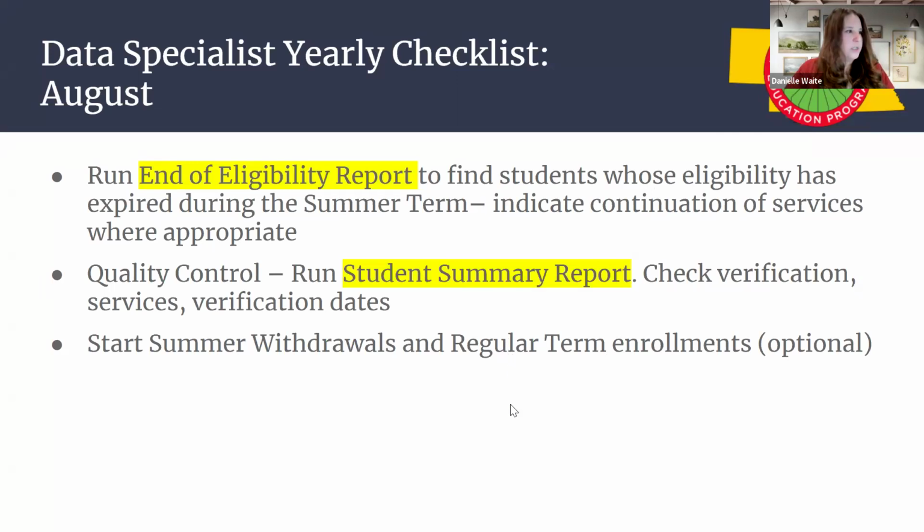And then you can start your summer withdrawals and regular term enrollments, and that is optional. I mentioned before that I prefer that we wait until September, but some projects did bring up how they organize, and they prefer to do verification separate from some of that. So there's flexibility there, but just as long as there are systems in place so we don't have kids that are enrolled that are gone.